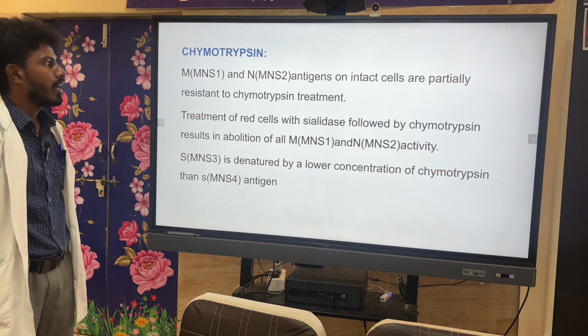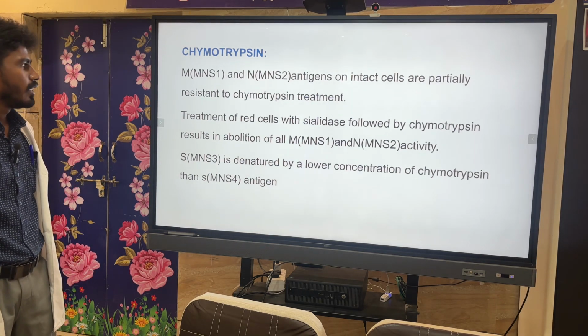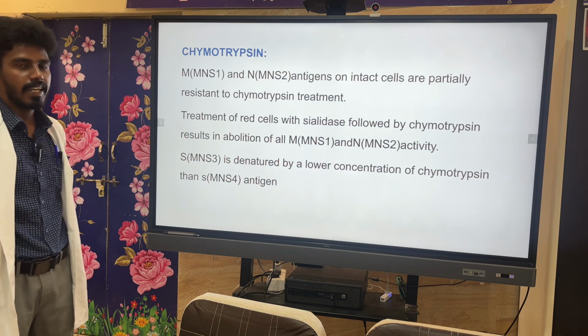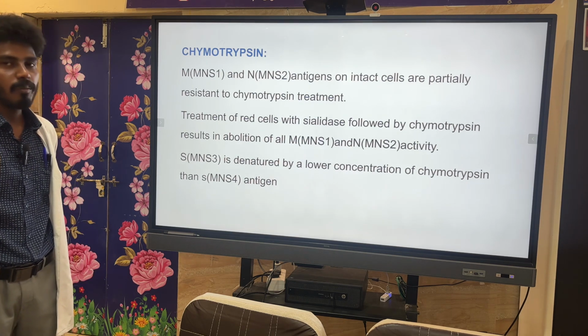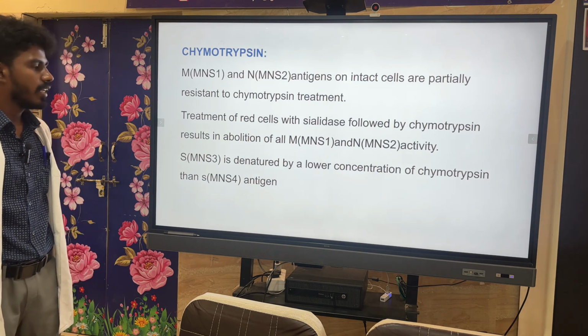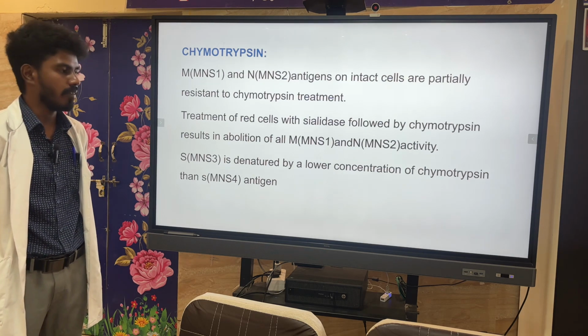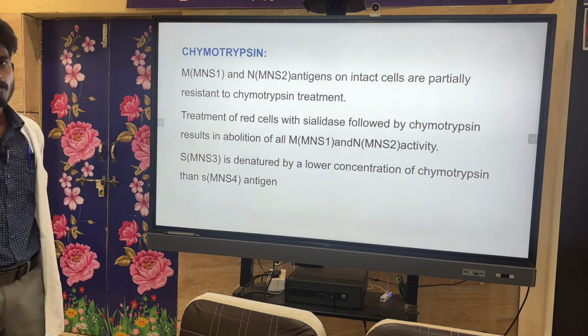Chymotrypsin. M and N antigens on intact cells are partially resistant to chymotrypsin treatment. The treatment of red cells with sialidase followed by chymotrypsin results in abolition of M and N antigen activity. But capital S antigen is denatured by a lower concentration of chymotrypsin than small s antigen.